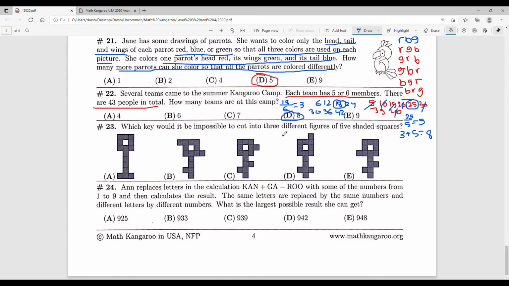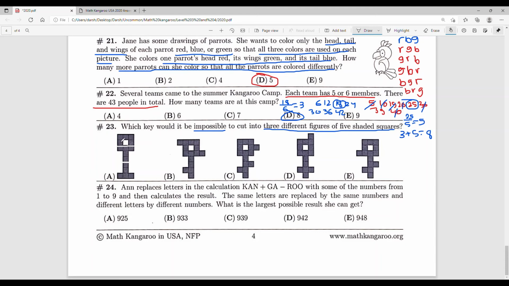Okay, now let's move on to number 23. Which key would be impossible to cut into 3 different figures of 5 shaded squares? We want to know which one's impossible. Let's start with A. I'm going to use a color more visible on black, which is white. So we can cut it here. So we have a figure of 5. Then we can cut it here. So we have 2 more figures of 5.